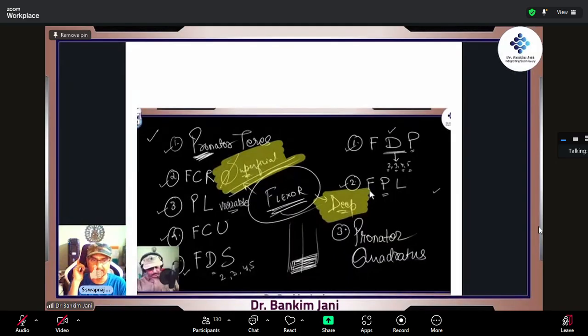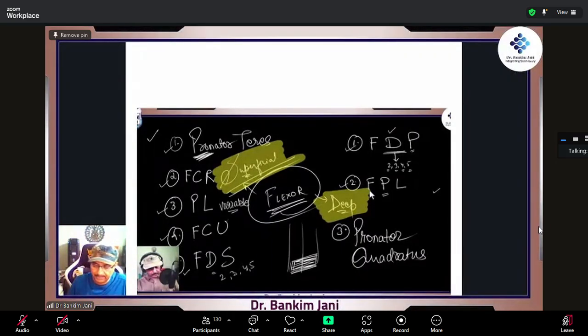Longus, that means they are starting from the forearm, traversing, passing the extremes, and finally reaching the destination. They will go right up to the tip. So that's why they are long muscles.